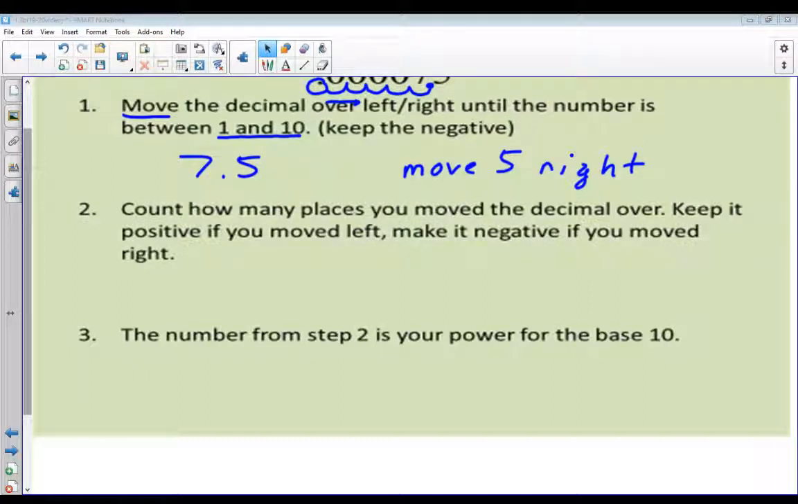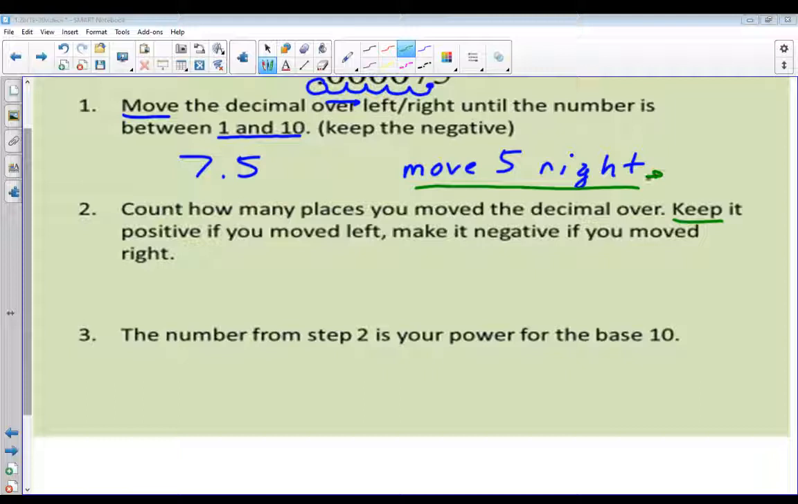Step 2, count how many places you moved the decimal over. And we already did that. We said we moved 5 units to the right. Then look at the next sentence. Keep it positive if you moved left, make it negative if you moved right. And in this case, since we moved right, it means that we should make it negative. So take those 5 units and make it -5.